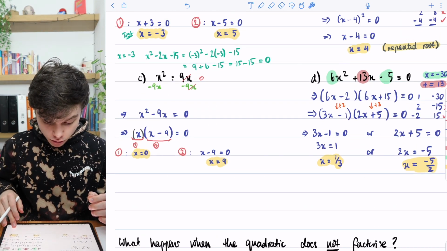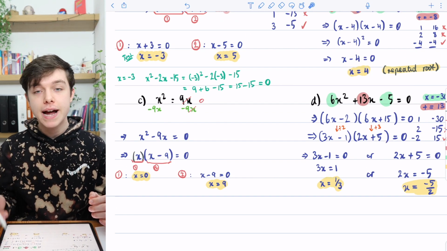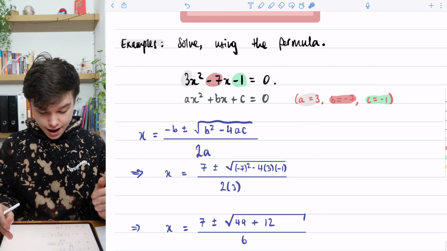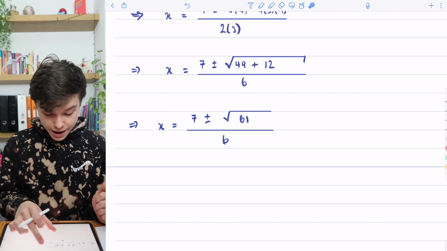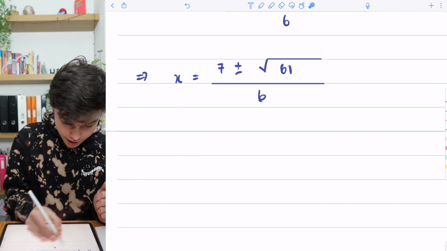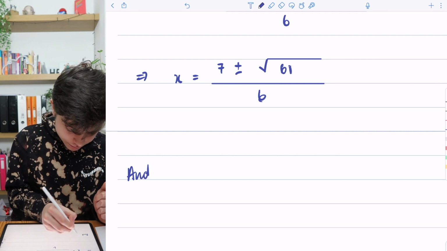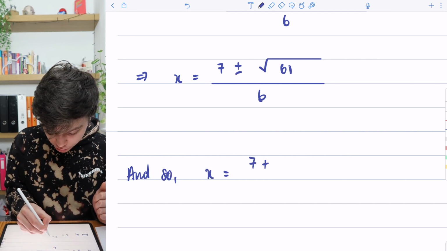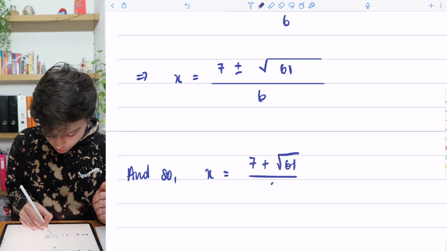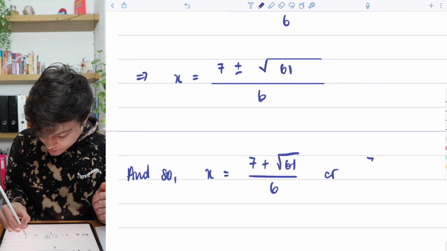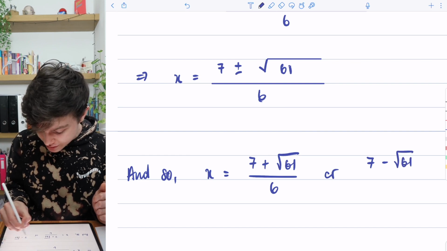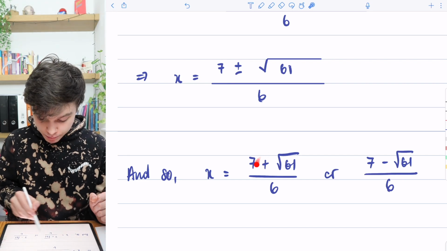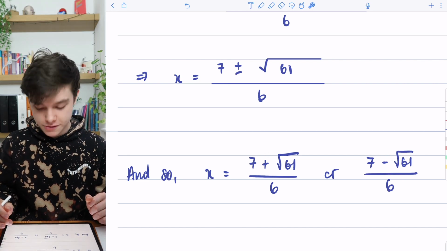We could have actually solved all of these quadratics by the quadratic formula, but we would just get our nice answers out the front. So all I can do here is just say, and so x is either equal to 7 plus root 61 over 6 or 7 minus root 61 over 6, because we've got a plus or minus here, so it's either a plus or it's a minus.